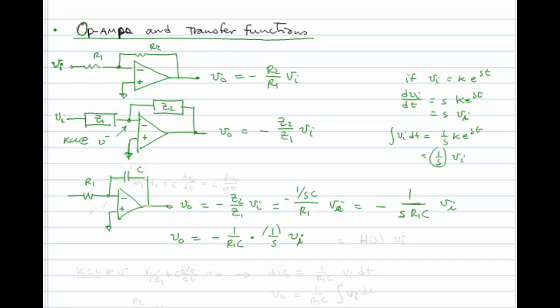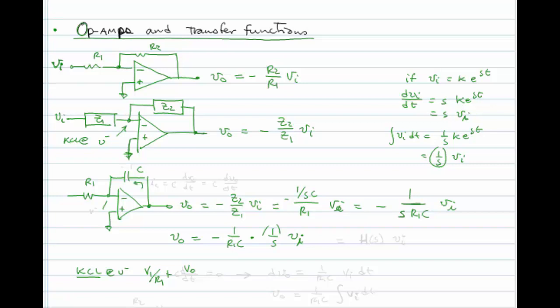So one of your homework problems, actually, I think two of your homework problems, involve a case where Z2 or Z1 are capacitors, and you're asked to show that the output is equal to the derivative or the integral or something like that. And you can solve that by actually working in the time domain, like so. For instance, we can say KCL here at V minus would be VI over R1 plus VO. Well, let's see what we have.